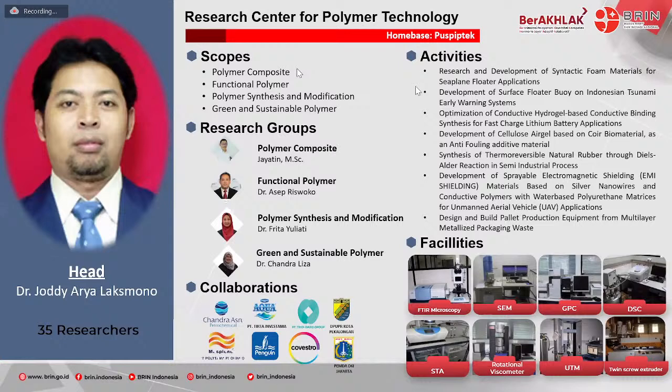And then this is the Research Center for Polymer Technology. We have 4 research groups: polymer composite, functional polymer, polymer synthesis and modification, and green and sustainable polymer. In this research center, we have 35 researchers.